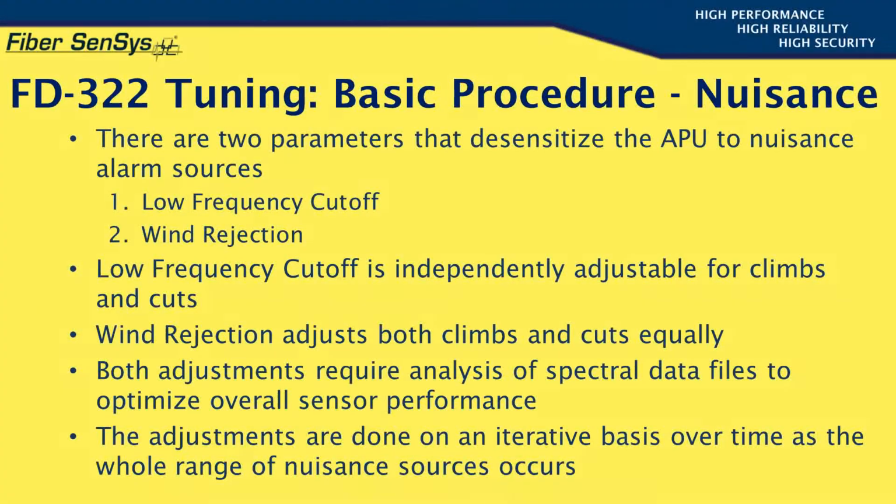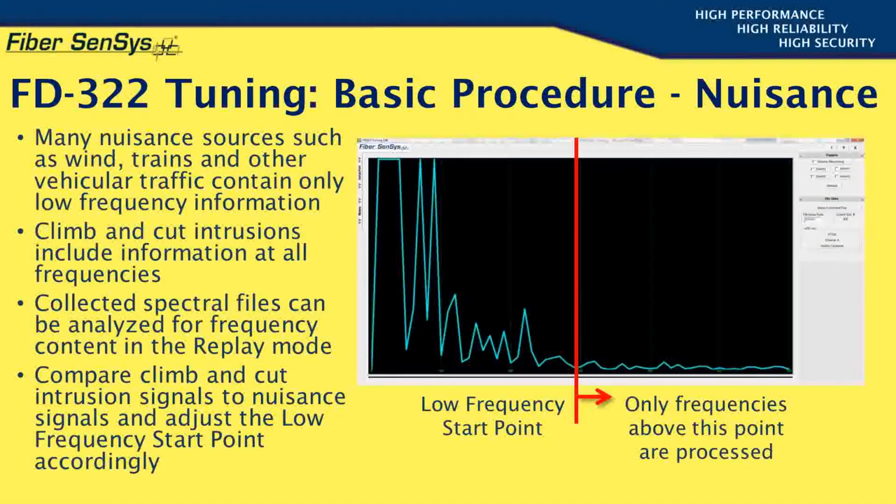The internally stored spectral data records can be especially useful considering that nuisance adjustments are done on an iterative basis over time. The wide range of weather-related nuisance alarms will be automatically recorded by the APU and can be recalled for analysis at any time. Many nuisance alarm sources, such as wind, power frequency vibrations, and train and vehicular traffic, have strong low-frequency components that can often be eliminated or reduced using the low-frequency cutoff parameter.